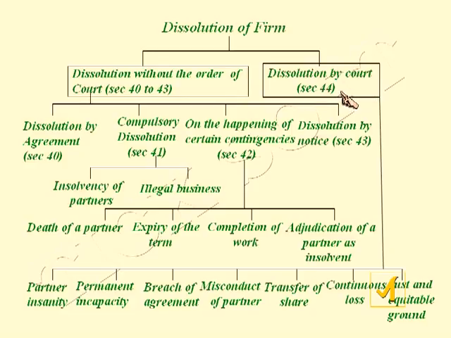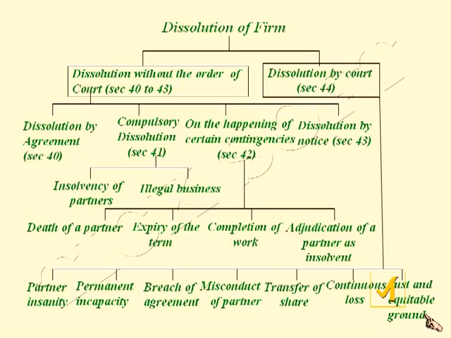What are the circumstances in which we go to court? First one is partner insanity. Then the second one is permanent incapacity of a partner. Then the third one is breach of contract, that means breach of agreement. Then the fourth one is misconduct of a partner. Then the fifth one is transfer of share. Then the sixth one is continuous loss. Then the seventh one is just and equitable ground. So these are the seven circumstances.